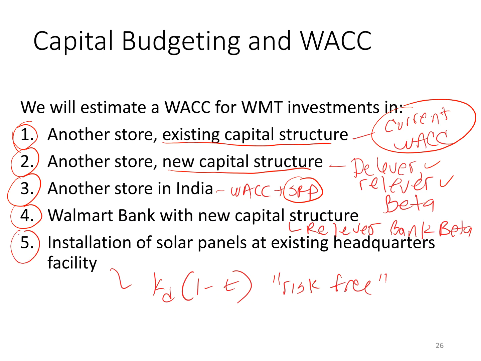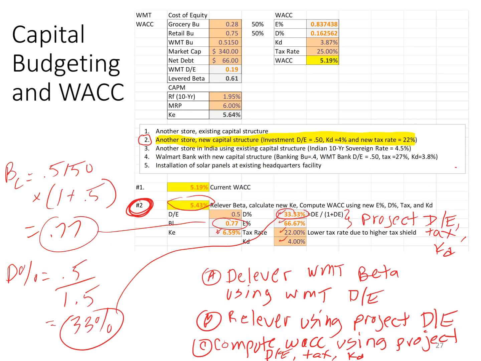And then the last one, Walmart wants to install solar panels at an existing headquarters facility. What I'm going to suggest, one way of thinking about that is that project is risk-free as far as market risk goes. In other words, whether the stock market's up or down, this project's cash flows or energy savings aren't going to go up or down. So you can make a case that this is a risk-free investment. And for many companies, a proxy for a risk-free corporate rate will be their after-tax cost of debt. So let's go look at these projects.